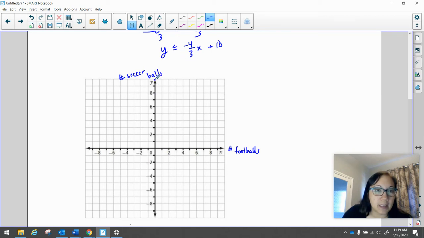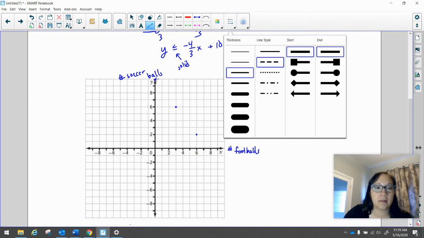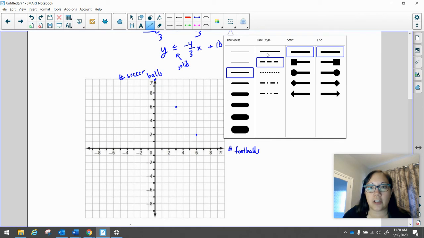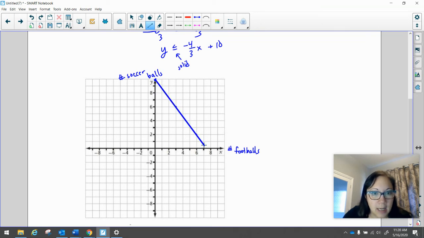So my y-intercept is 10. From there I go down 4, 1, 2, 3, 4, and over 3, down 4 and over 3. And is this line going to be solid or dashed? It's going to be solid. Okay, so there is my, oh, missed that. Forgot to change the most important thing. It's supposed to be solid. Here, let's try that again. Okay, so I'm going to continue this.